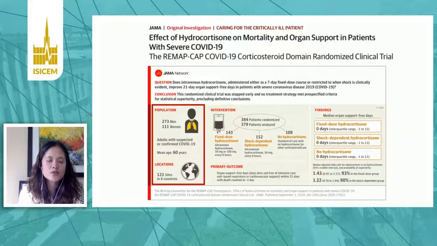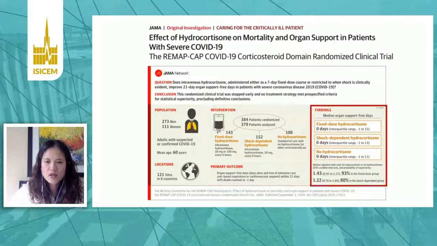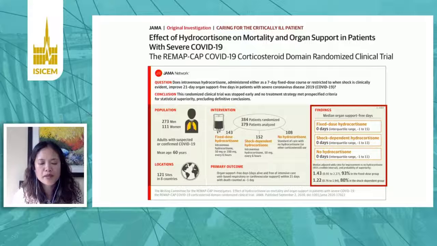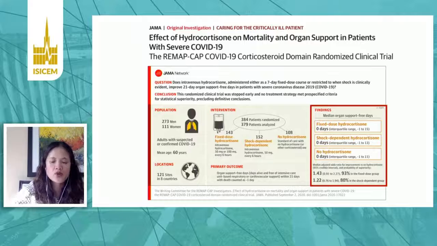121 sites in 8 countries participated in this study, contributing to a total of 384 randomized adult patients with suspected or confirmed COVID-19. 143 patients were randomized to fixed-dose hydrocortisone, 152 patients to shock-dependent hydrocortisone, and 108 patients to no hydrocortisone. The primary outcome was organ support-free days within 21 days. They demonstrated that the median adjusted odds ratio with Bayesian probability of superiority were 1.43 and 93% for fixed-dose hydrocortisone respectively, and 1.22 and 80% for shock-dependent hydrocortisone respectively, compared to no hydrocortisone.